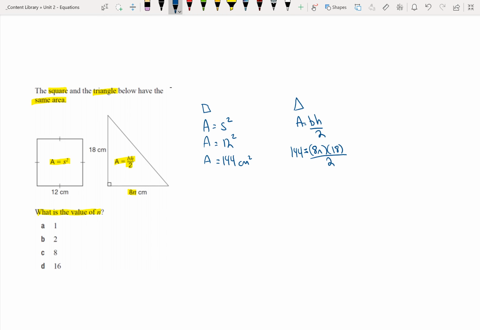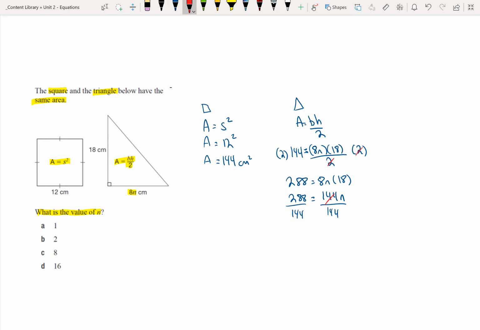So if I want to get rid of the divide by 2 or fraction, I'm going to multiply by 2 on both sides. One side will cancel out, and you are left with 144 times 2. So you have 288 equals 8n times 18. I can simplify this side first, so I'm going to multiply the 8n times the 18. So I get 144n equals 288. Now in order to get the n by itself, I'm going to divide both sides by 144.